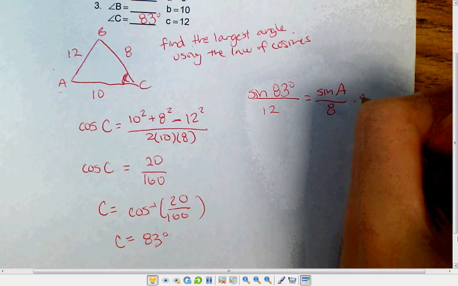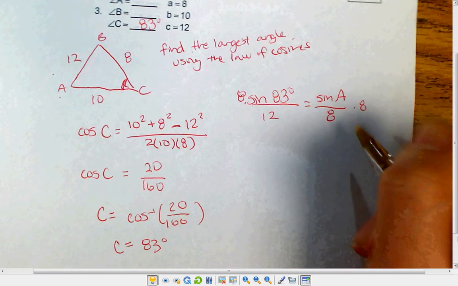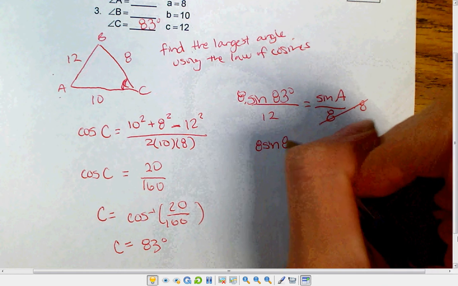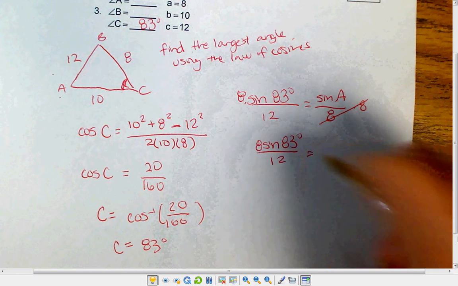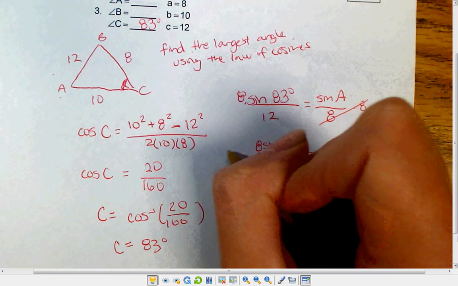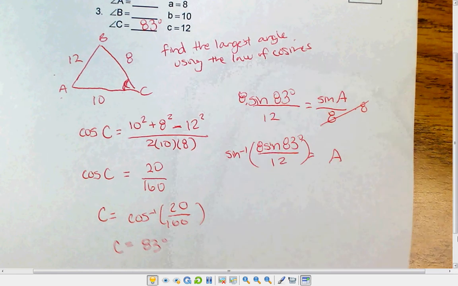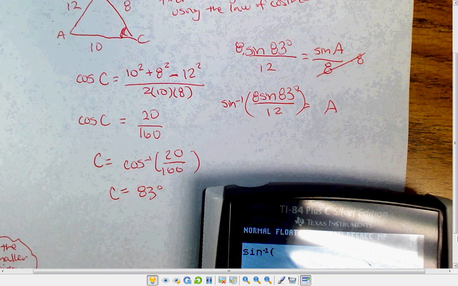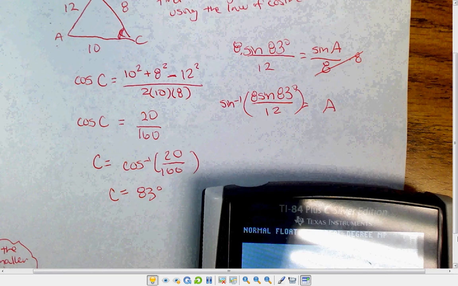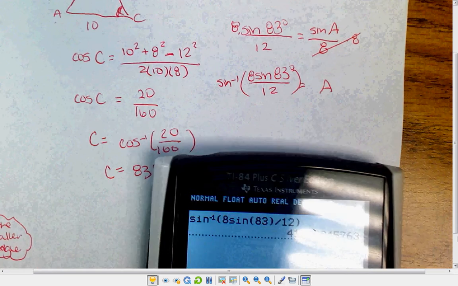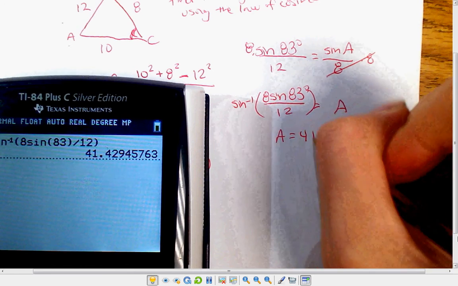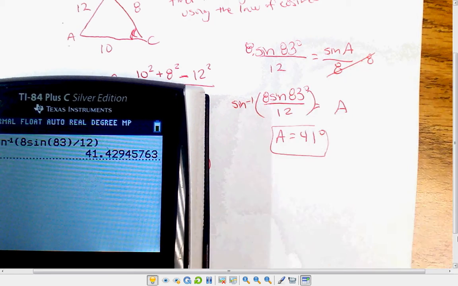Okay, so let's solve for A. Multiply both sides by 8. And then to undo the sine, we're going to use inverse sine. Second sine, 8 sine 83 divided by 12. So we get a value of 41 degrees for angle A.